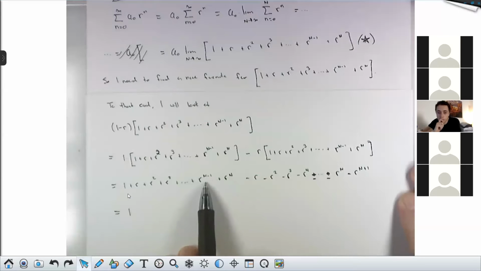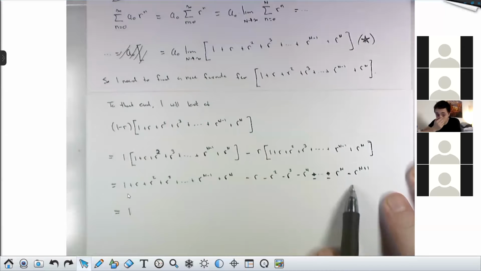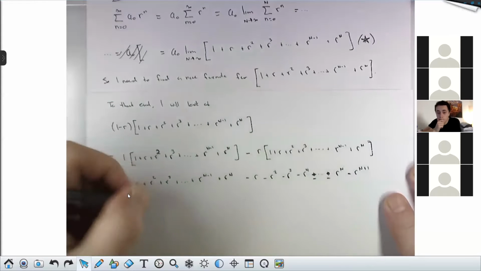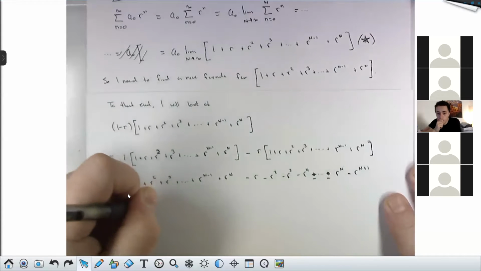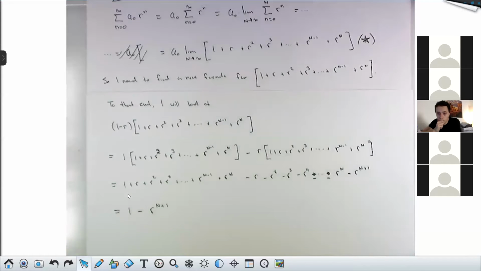I've got a plus r to the n minus 1 here. The term right before this inside the dot dot dots is a minus r to the n minus 1. And then I've got a plus r to the n here, minus r to the n here. So the only things that survive this process are 1 and minus r to the n plus 1. That's why we multiply by 1 minus r, because a lot of terms go away. In particular, there's only 2 terms that survive. No matter how long this original sum was, when you multiply by 1 minus r, only these 2 terms survive.